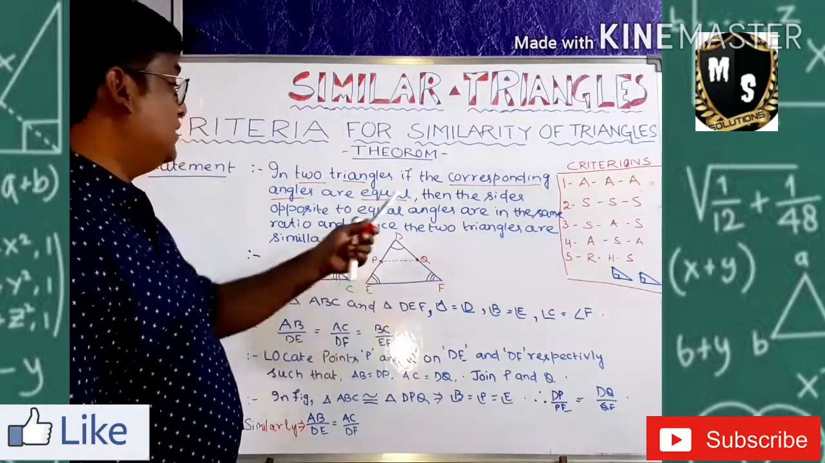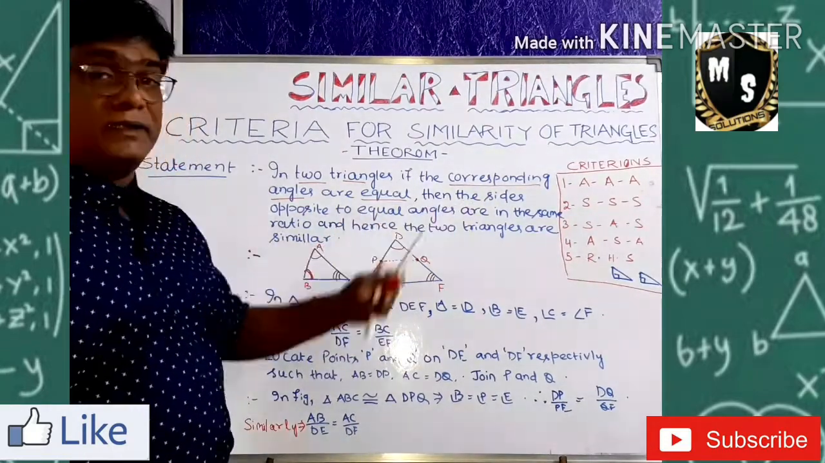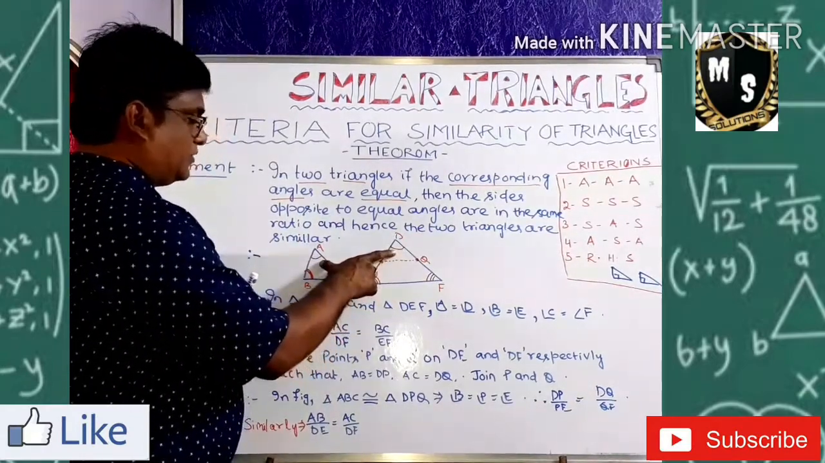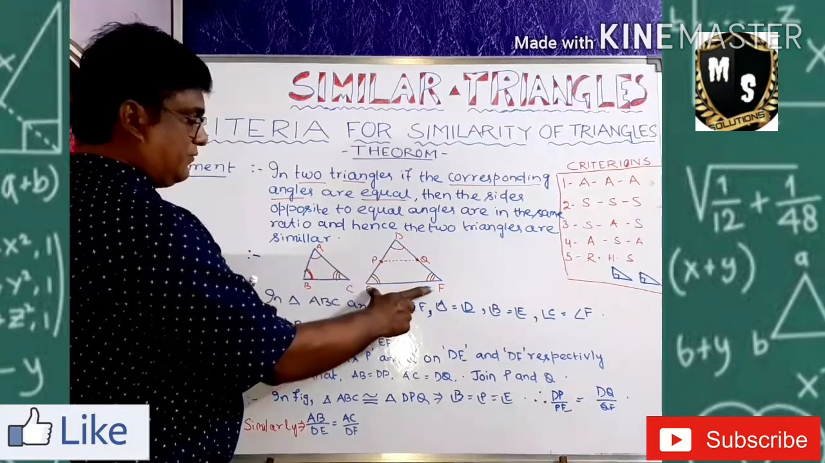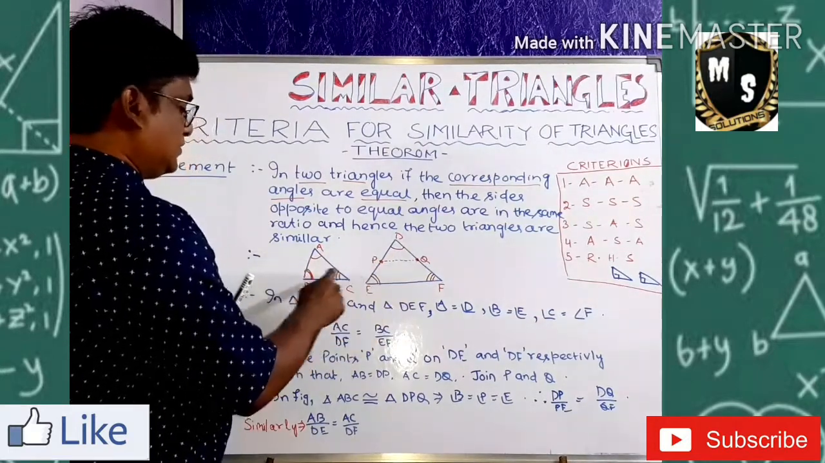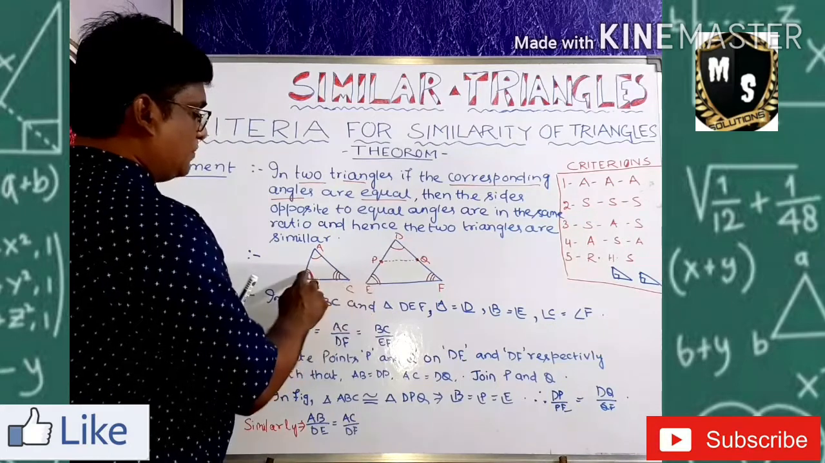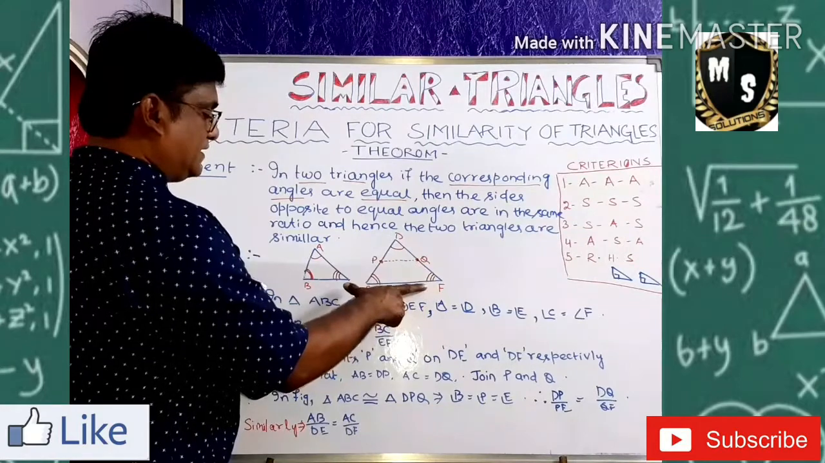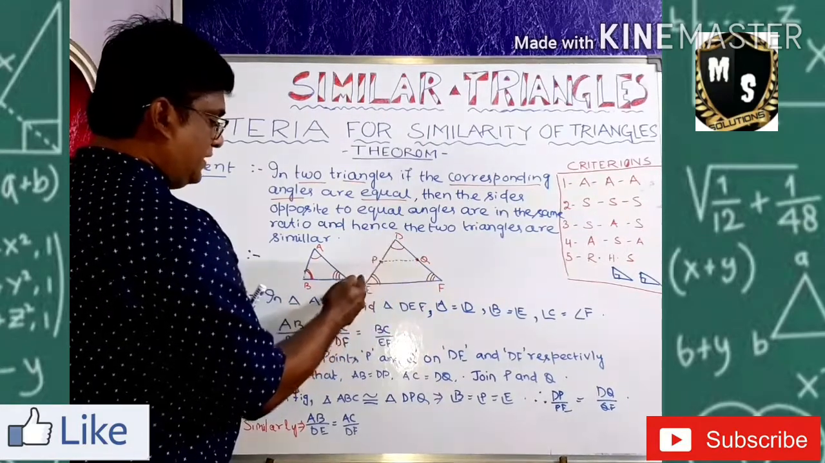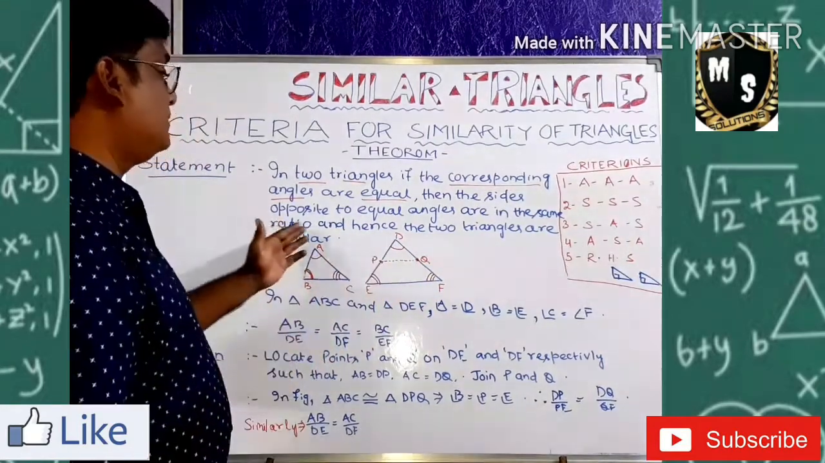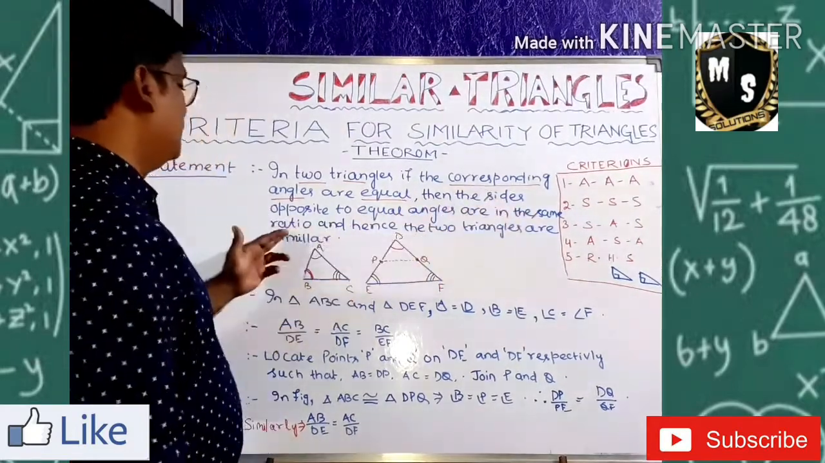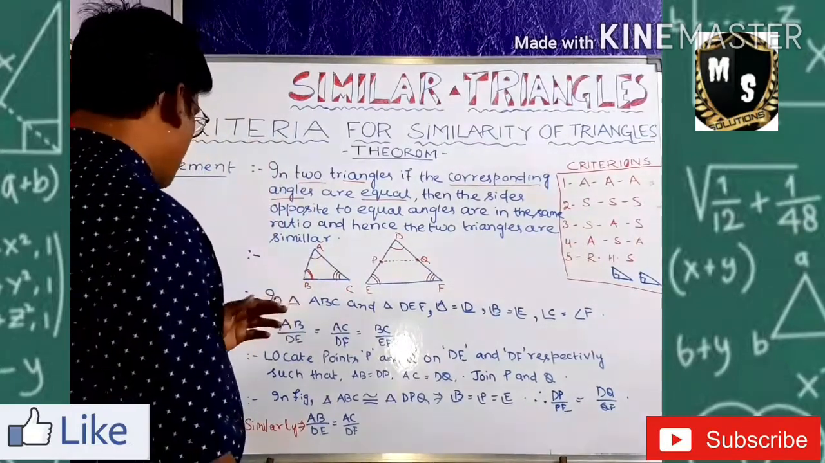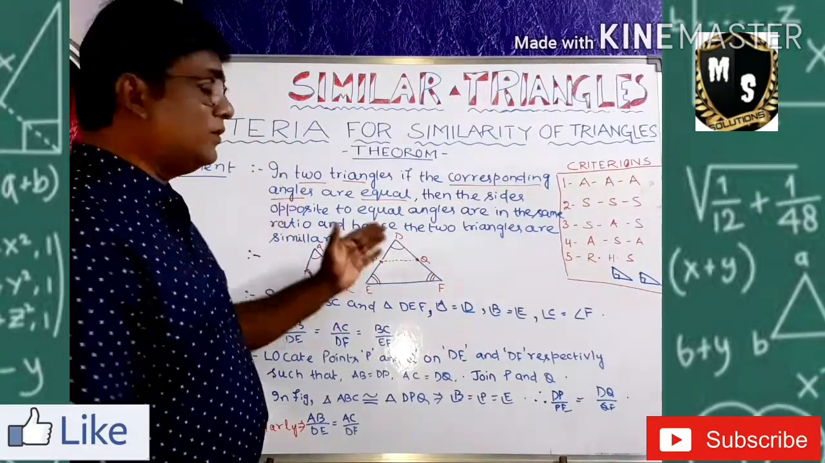understood now? Then the sides opposite to equal angles, these two are the equal angles. What is the side opposite to them? BC and EF. And what is this? These two angles are same. So what is the opposite side for them? AC and DF. These two angles are same, F and C. So what is the side opposite to them? DE and AB. They are in same ratio. This is also given to you. They are in same ratio. You have to prove that these sides will be in same ratio.